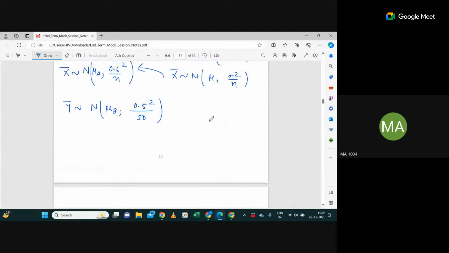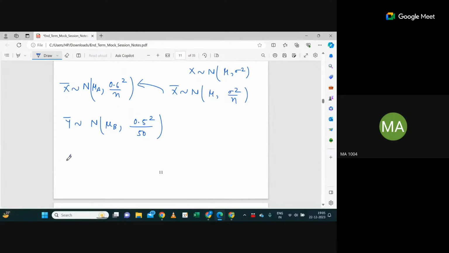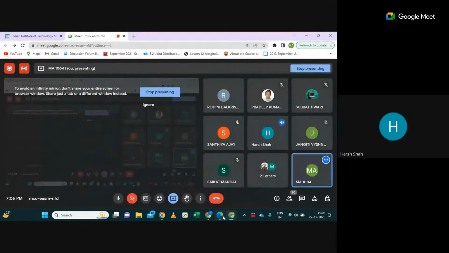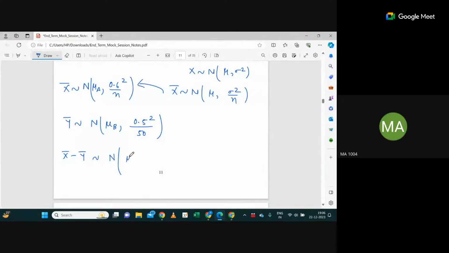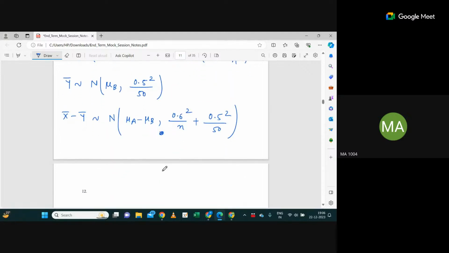Now tell me, what about the distribution of x bar minus y bar? It will be normal with mean mu A minus mu B, and variance the sum of the variances: 0.6 square divided by n, minus or plus? Plus. Be clear with this: it will always be plus. Now we have the distribution of x bar minus y bar.